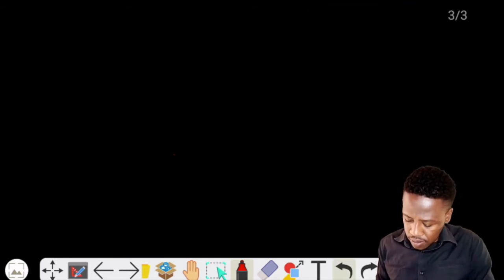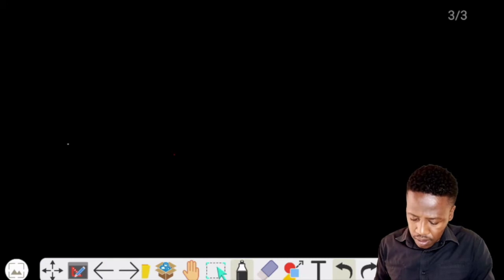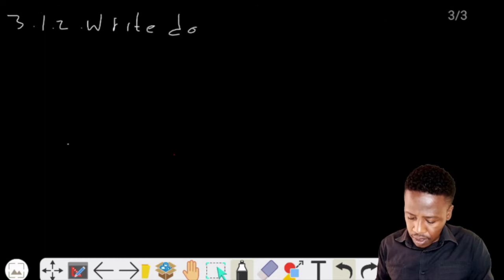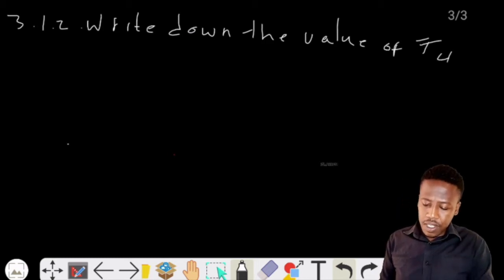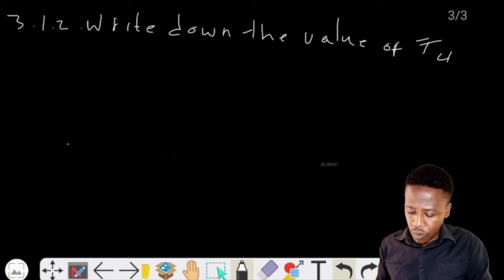Now it says, 3.1.2. Write down the value of term 4. Write down the value of term 4.